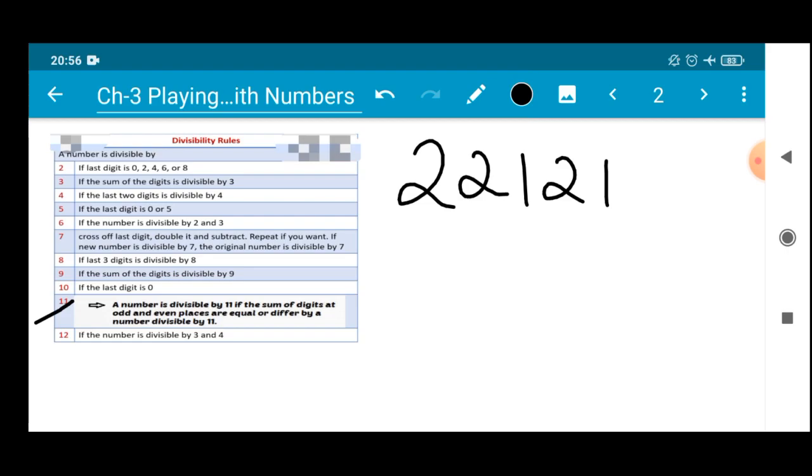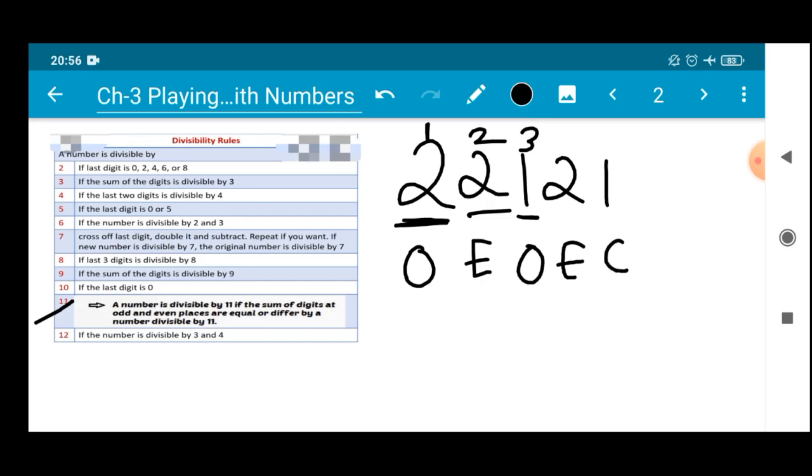Right, so first of all we have to differentiate the odd and the even places starting from the beginning. So as 2 is in the first position, it is an odd place, not an odd number, it is an odd place. The second is in the second position, that's why it is an even place. Third, of course you all know, is an odd place. So it will go on in a sequential manner, that is odd, even, and odd.